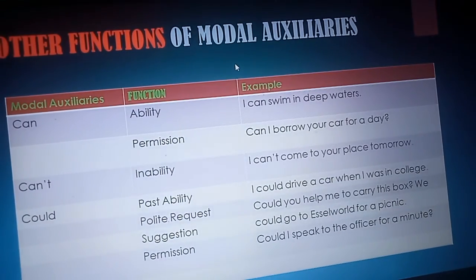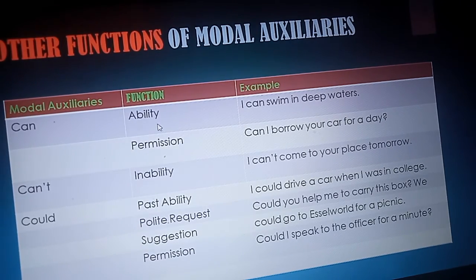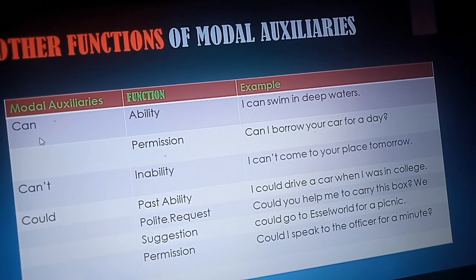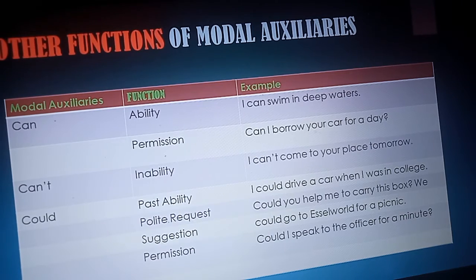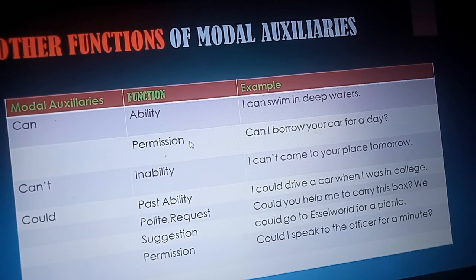Again, other functions of modal auxiliaries. See here, can, which is already studied. We already observed the basic functions, but other functions of modal auxiliary verbs are given. The basic function of can is ability, and an example is I can swim in deep waters. Again, can also denotes permission. For example, can I borrow your car for a day? The use of can depends upon the formality. When you are doing informal communication, you can use can. But while taking permission, you can also use the modal auxiliary verb may in a formal situation or condition.